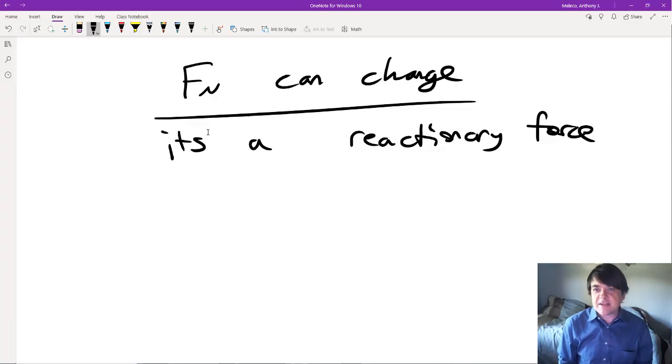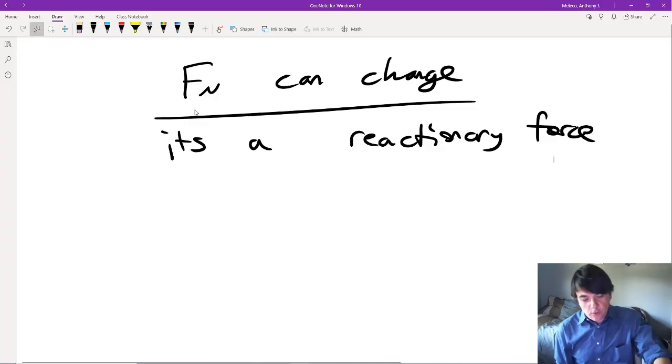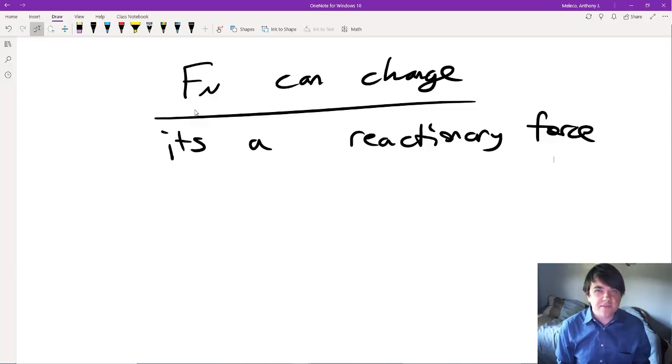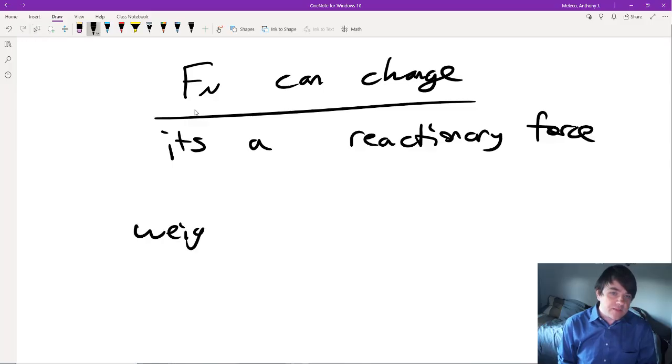But you can think of this as a reactionary force because it can increase, right? If you push on the table, your hand doesn't go through the table, okay? If you push harder on a table, it still won't go through. Eventually, if you push harder and harder and harder, the normal force will keep pushing back up, but eventually the table just breaks, right? But the normal force can increase. It can change. And so the normal force can change, whereas the weight will still stay the same.